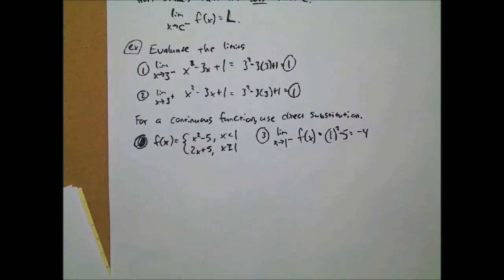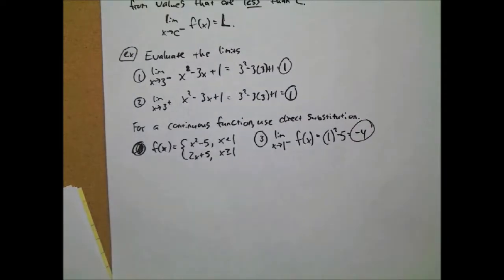Okay? So since we're stipulating we're only going to approach 1 from the left, for all values that are less than 1, which is approaching 1 from the left, we're going to use that top piece.